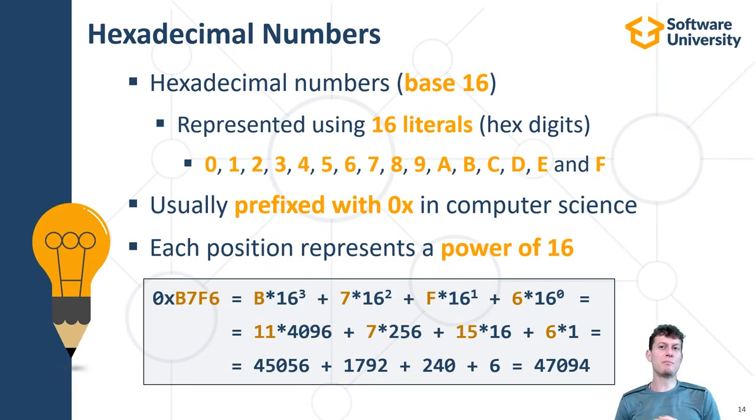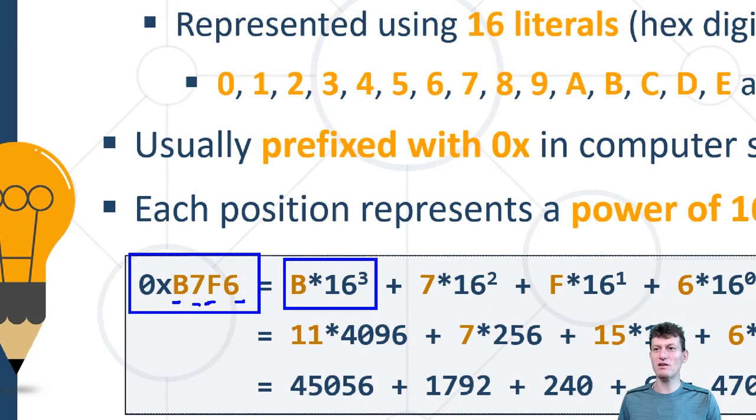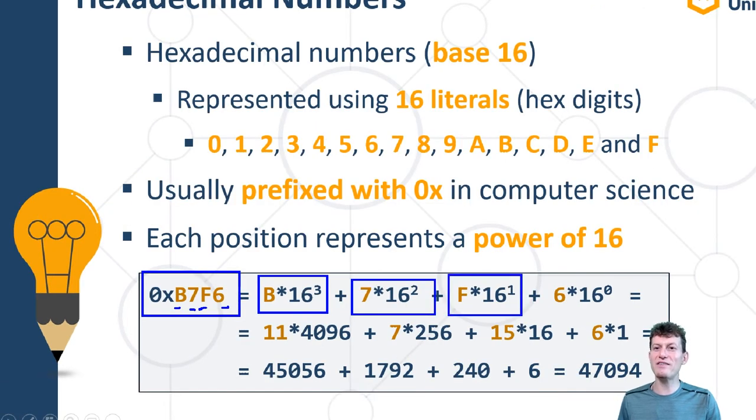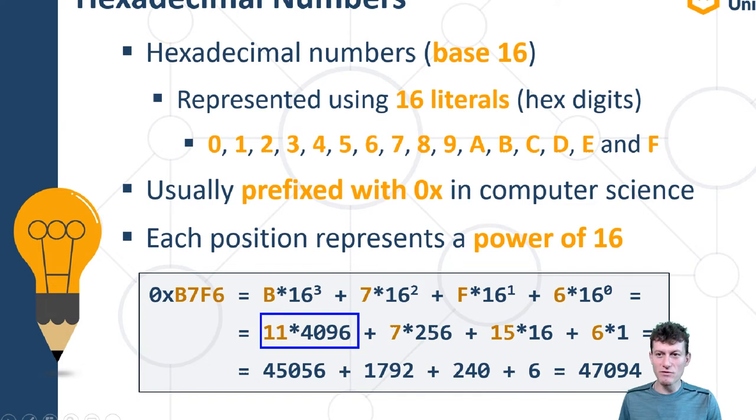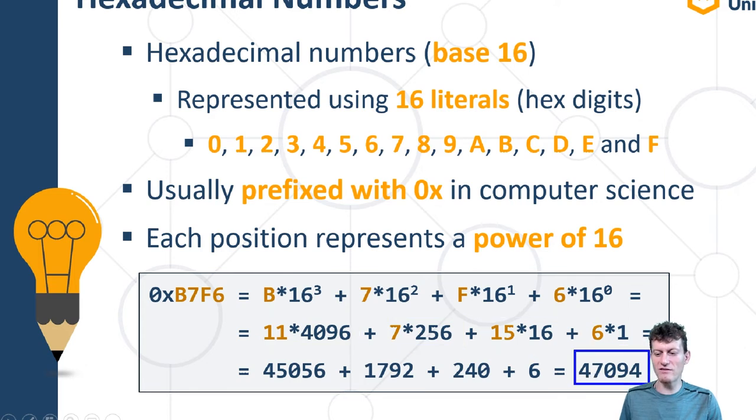Each position represents a power of 16. To illustrate this, let's examine the following example. The number 0xb7f6 equals the digit b multiplied by 16 to the power of 3, plus the digit 7 multiplied by 16 to the power of 2, plus the digit f multiplied by 16 to the power of 1, plus the digit 6 multiplied by 16 to the power of 0, which is equal to 11 multiplied by 4096 plus 7 multiplied by 256 plus 15 multiplied by 16 plus 6 multiplied by 1, which is equal after some calculations to 47,094.